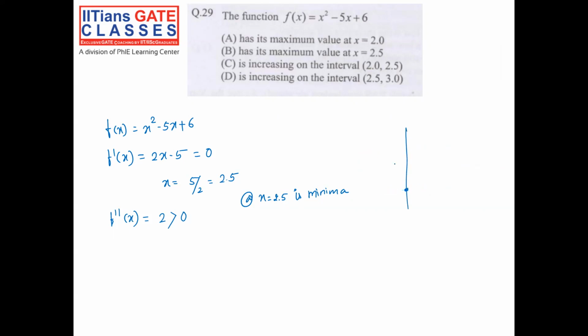So let's say this is the 2.5 value, and at this 2.5 we are getting a function value which is minimum. After this point, the value of the function should increase, and before this point, the value of the function should decrease. Only option D is satisfying that criteria. Hence the correct option for this question is option D.